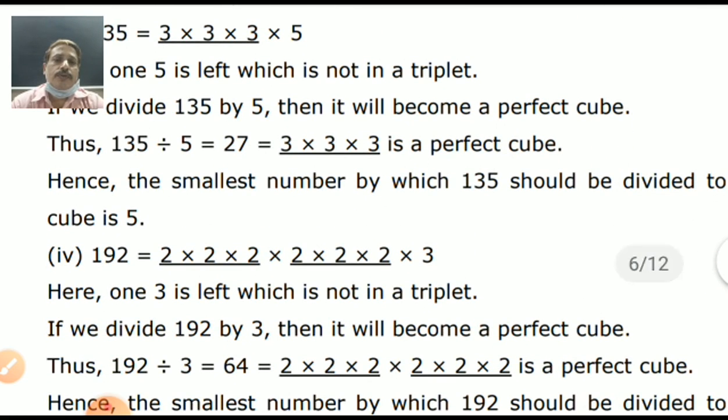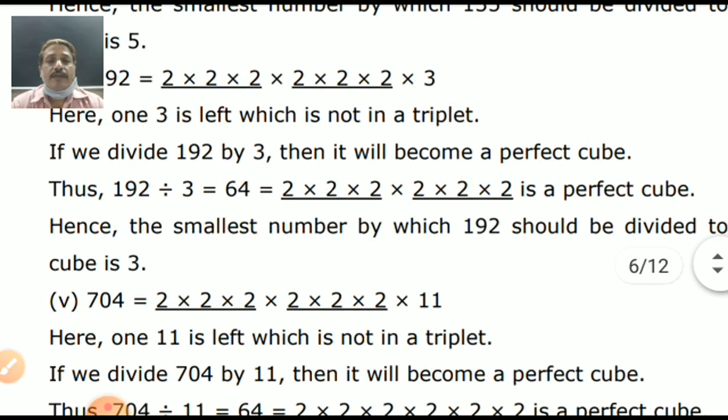Now 192. 192 is equal to 2 into 2 into 2 multiplied by 2 into 2 into 2 multiplied by 3. So here you can find the triplets of 2s. If we divide by 3, we will get 64, and 64 is a perfect cube. Correct, students? 704. Here 11 is extra.